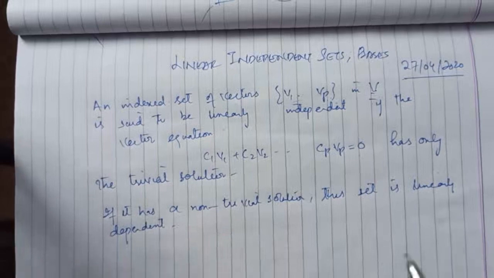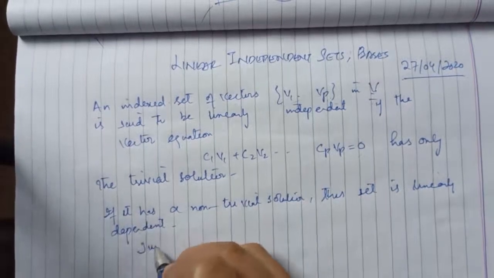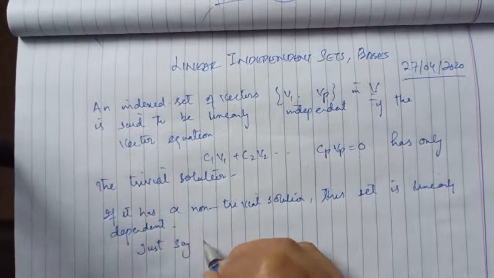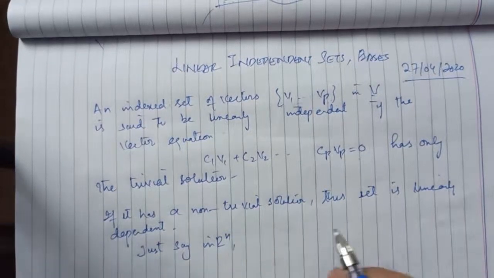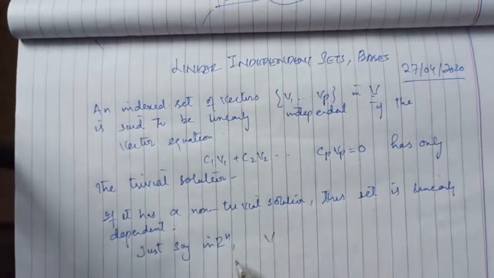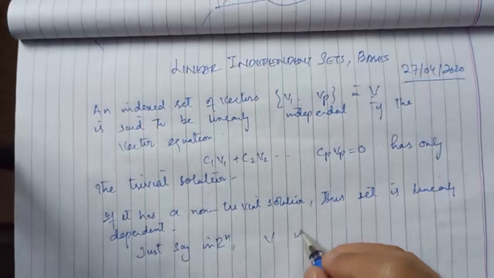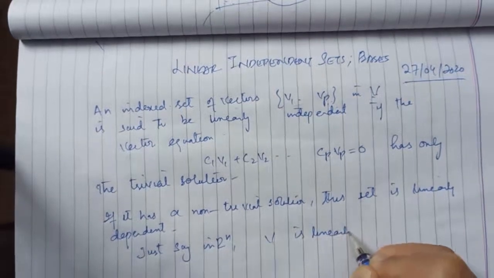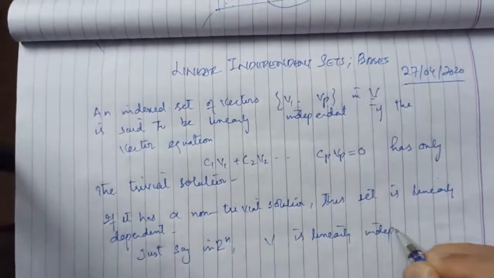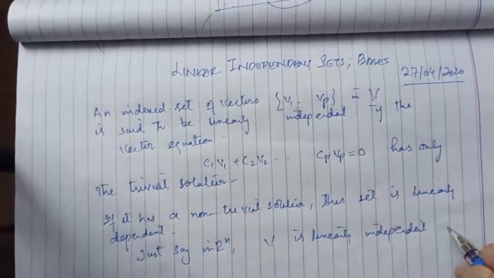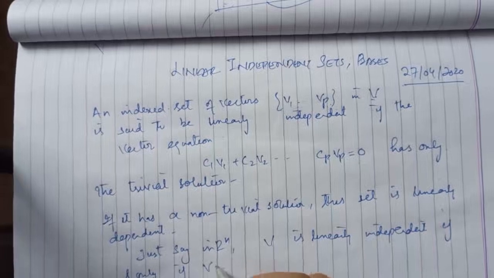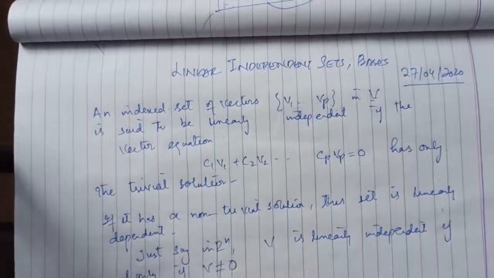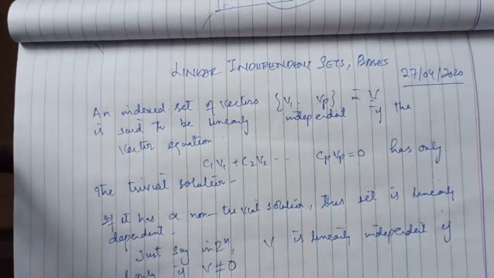Now for example, in Rn, a set containing a single vector, let's say v. So there is a set which contains only a single vector v, is linearly independent if and only if v is not equal to 0.